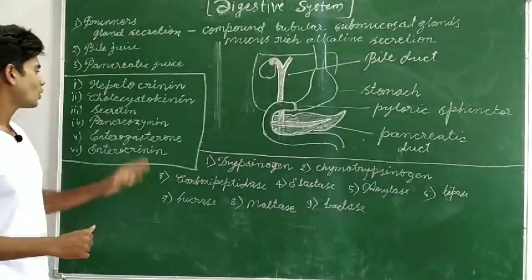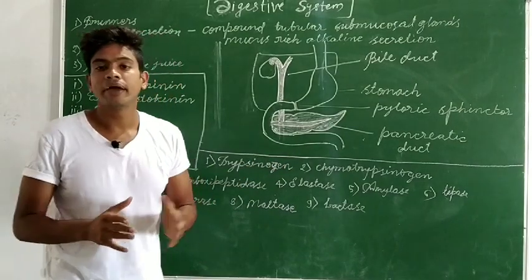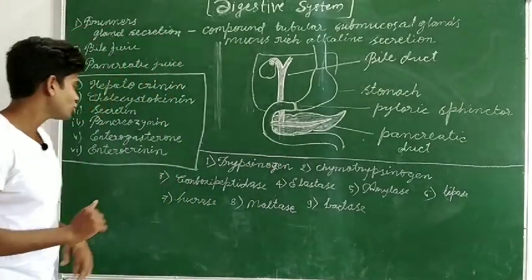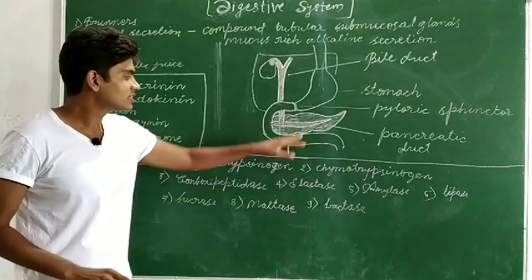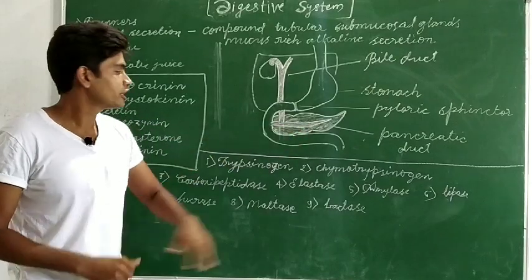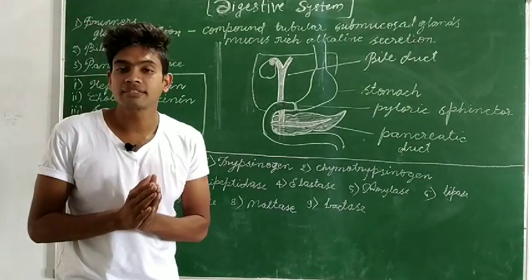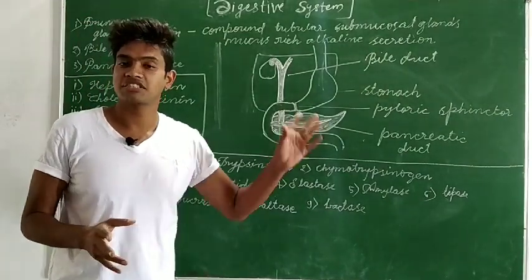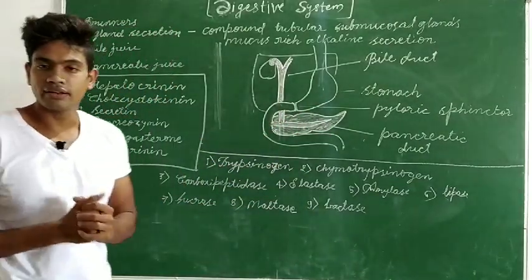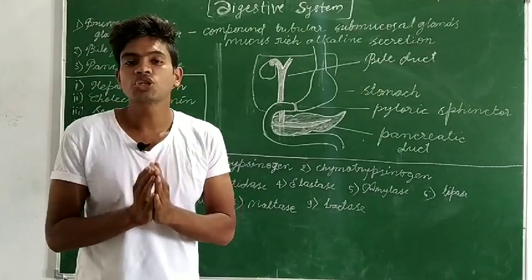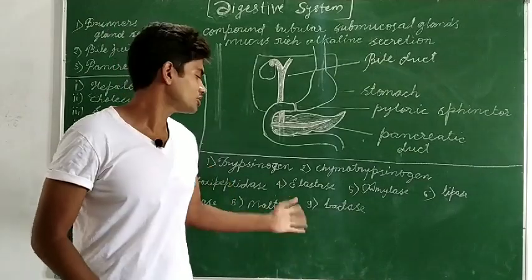Now the third hormone, secretin, stimulates the pancreas to produce pancreatic juice. The next hormone, pancreozymin, stimulates the secretion of pancreatic juice into the duodenum. The next one, enterogastrone, inhibits the secretion of gastric glands in the stomach because there is nothing there right now. And last, enterocrinin stimulates the movement of food in the duodenum so that the food moves in a fast manner and reaches the jejunum.